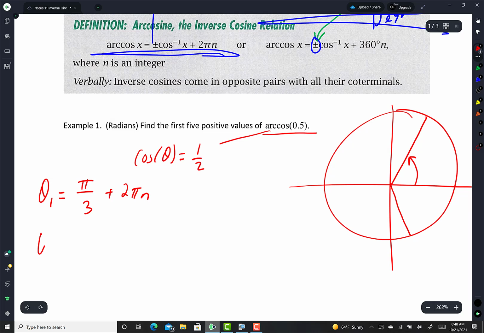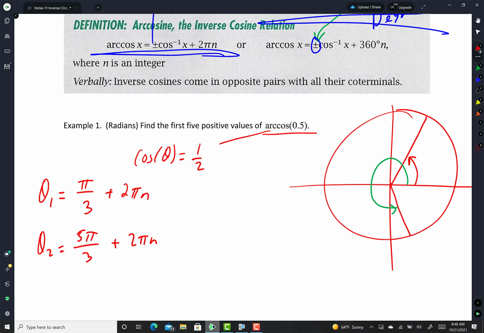Okay. Theta 2. What's the other angle? This one here in green. Perfect. 5 pi over 3, and I'm going to write plus 2 pi n. Do you guys agree that those will give me all the angles, all of them, where the cosine is a half? Yes, they will give you all of them, infinitely.